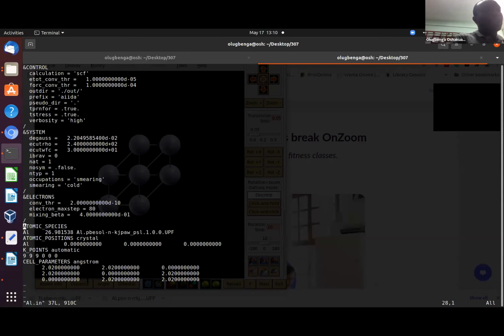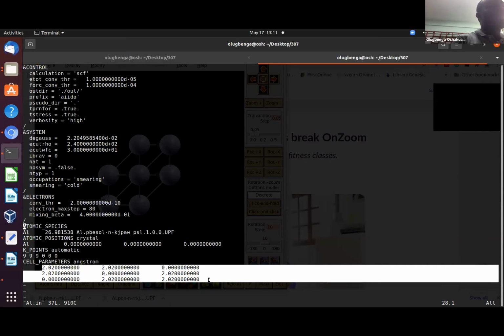And for the third, A3, we have 2.02 Y plus 2.02 Z. When you look at the page on the primitive lattice vectors, you will notice this resembles what we have in face-centered cubic. In face-centered cubic, we have A1 to mean Y plus Z, A2 to mean X plus Z, and A3 to mean X plus Y. So these cell parameters have clearly told the computer application that this is face-centered cubic.